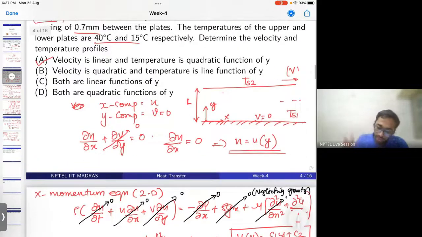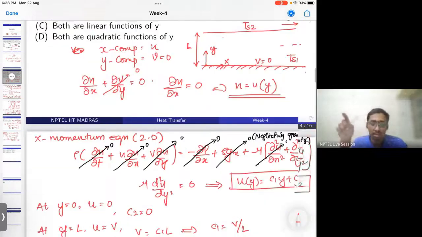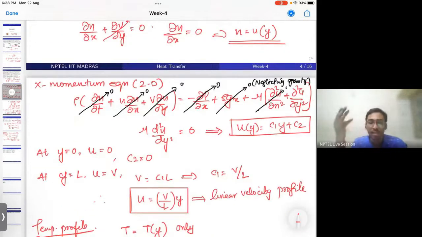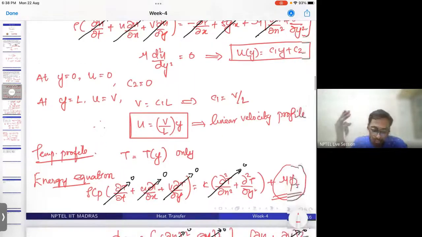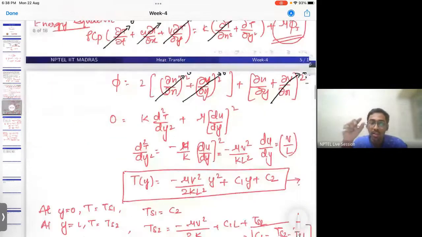You can take the middle of the plate, that is L by 2, as your coordinate system also. Then what will be the boundary condition? The lower plate will be at minus L by 2 and the upper plate at plus L by 2. So C1 will not be 0, but when you put the values at these two plates, in both approaches the result will be the same. So you should be careful in taking the coordinate.